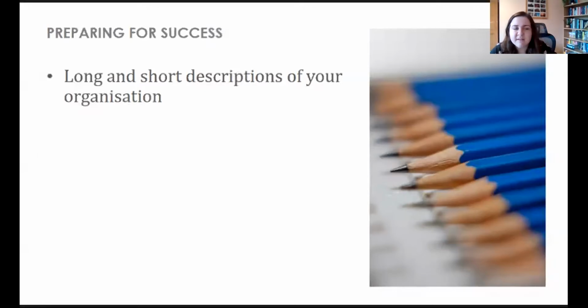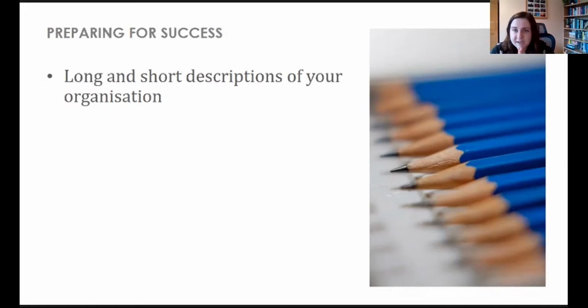And it's worth taking some time to really write this properly, to present your organization in the best possible light, to edit it well, to focus on who you are, what you do, the impact that you have, your vision, your mission, things like that, and have it nicely tied together in a well-written, well-edited piece that you can then copy and paste and adapt for various applications.